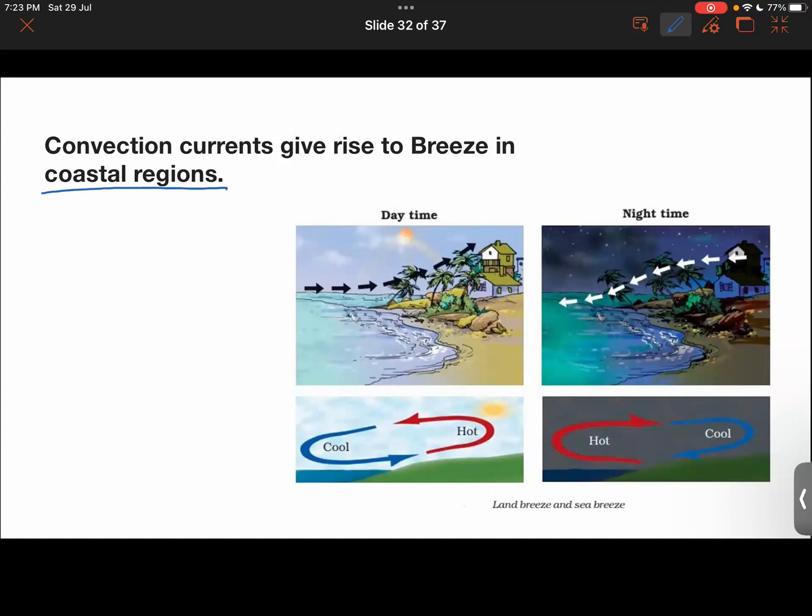Have you guys been to a coastal region? Have you visited any coastal regions? If not, whenever you visit a coast, you must have observed that there is a flow of wind during the daytime from the side of the sea towards the land, and during the night, there is an opposite movement of wind, that is from land towards the sea. So why this type of movement of wind takes place, that we are going to discuss here.